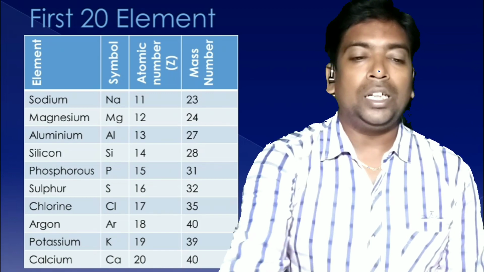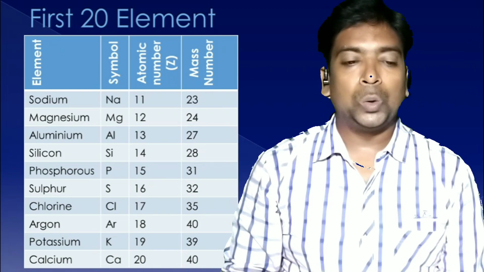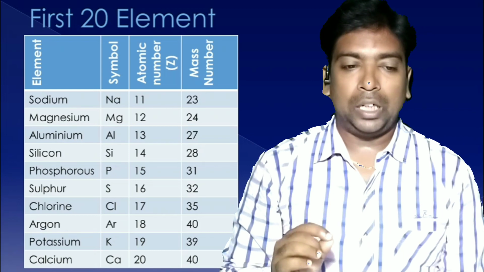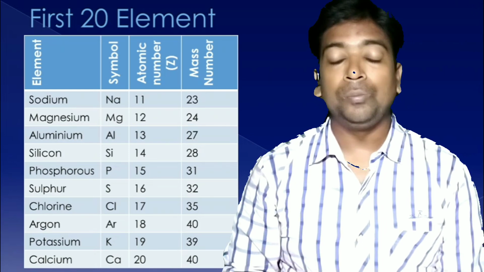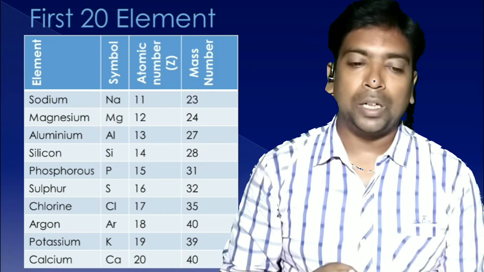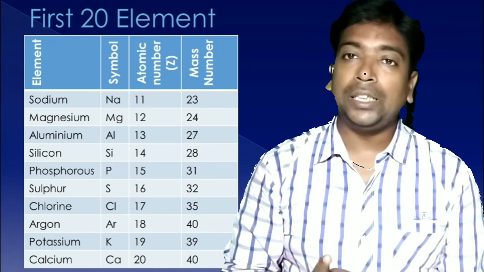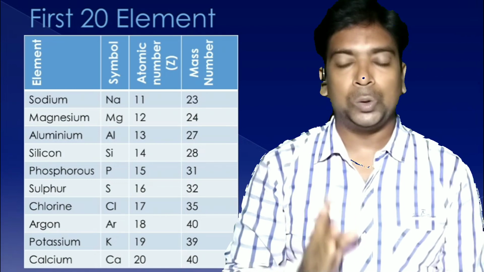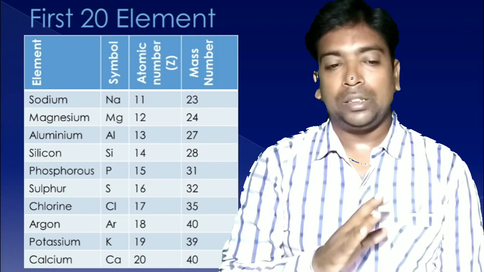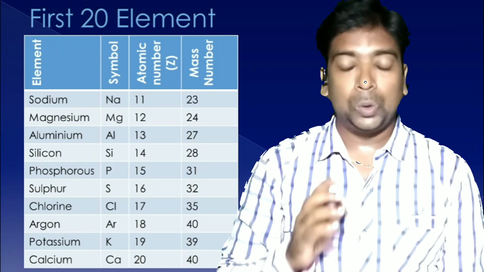Then another table I also want to show you. Sodium, atomic number 11, mass number 23. Similarly, chlorine, atomic number 17, mass number 35. Then calcium, atomic number 20 and mass number 40, and so on. So these two tables show the atomic number and mass number of the first 20 elements.